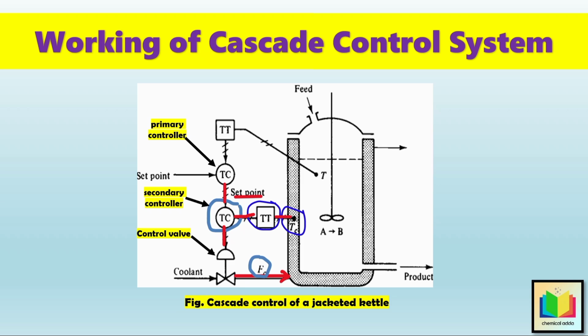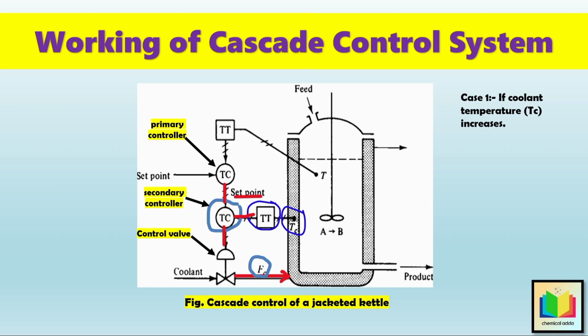Now, let's look at two possible cases. Case 1, if coolant temperature, Tc, increases. This means that the coolant entering the jacket is hotter than normal. As a result, it removes less heat from the reactor, which could cause the reactor temperature to rise. But, the secondary controller detects this early and increases the coolant flow rate, FC. This extra flow brings down Tc and prevents the reactor temperature from increasing.